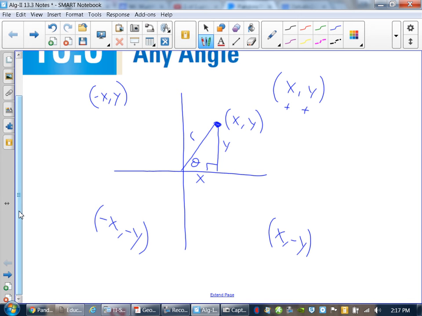So the quadrants tell you what the signs of your trig functions will be. Cosine, positive. Sine, positive. Tangent, positive. All 3 of them are positive in the first quadrant. In the second quadrant, cosine is negative, sine is positive, and tangent is negative.